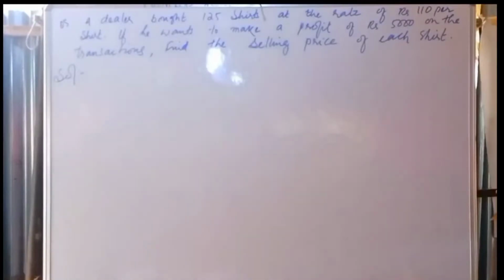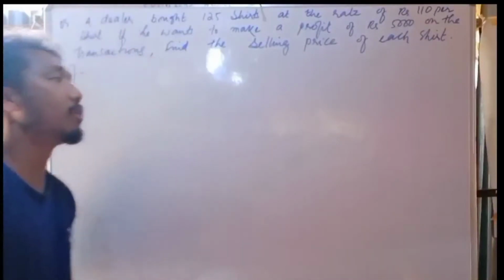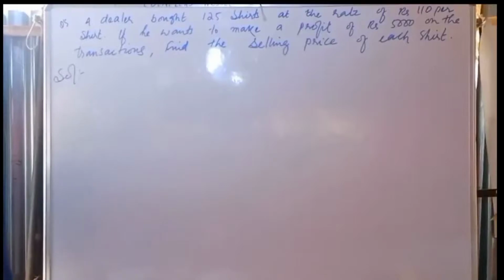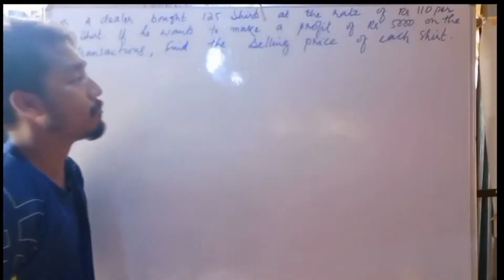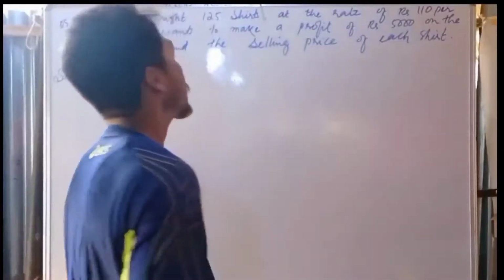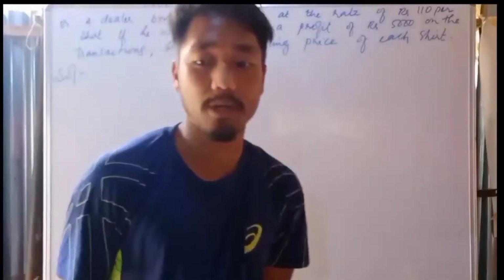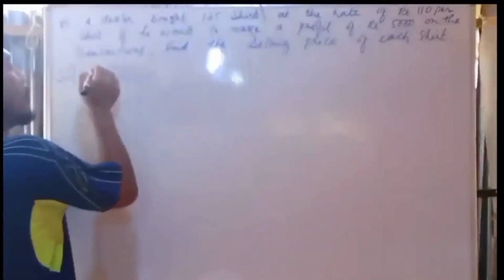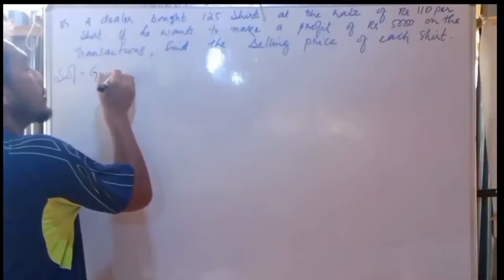Okay, this is our next question, question number 5. A dealer bought 125 certs at the rate of rupees 110 per cert. If he wants to make a profit of rupees 5,000 on the transaction, find the selling price of each cert. So what we shall do is find out what is given.